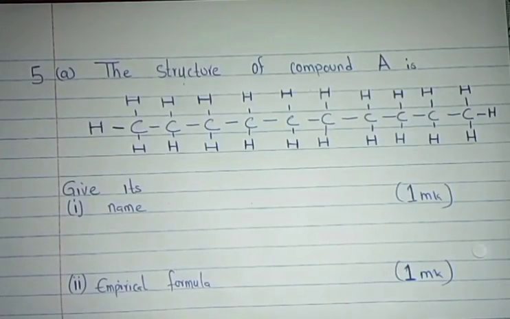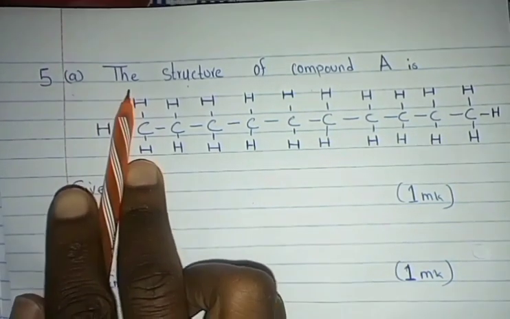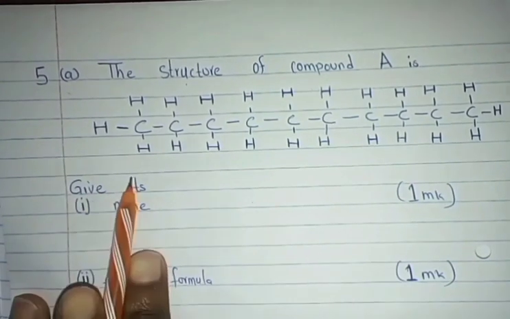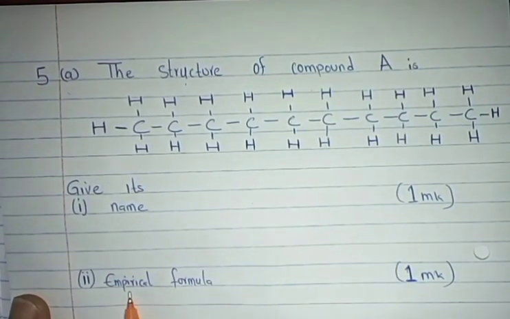This is chemistry. Now in this video we'll be looking at organic chemistry. We'll be looking at the questions that were in last year's paper, that is KCSE Chemistry Paper 1, that were on organic chemistry. So the first question that was on organic chemistry was question number 5. The question reads, this is the structure of a compound. The question is, give its (i) name, it had 1 mark, (ii) empirical formula.